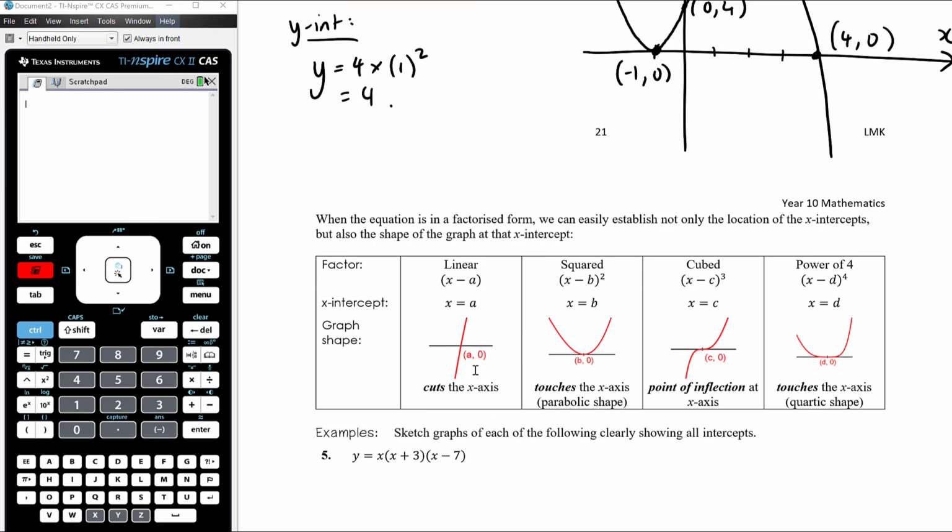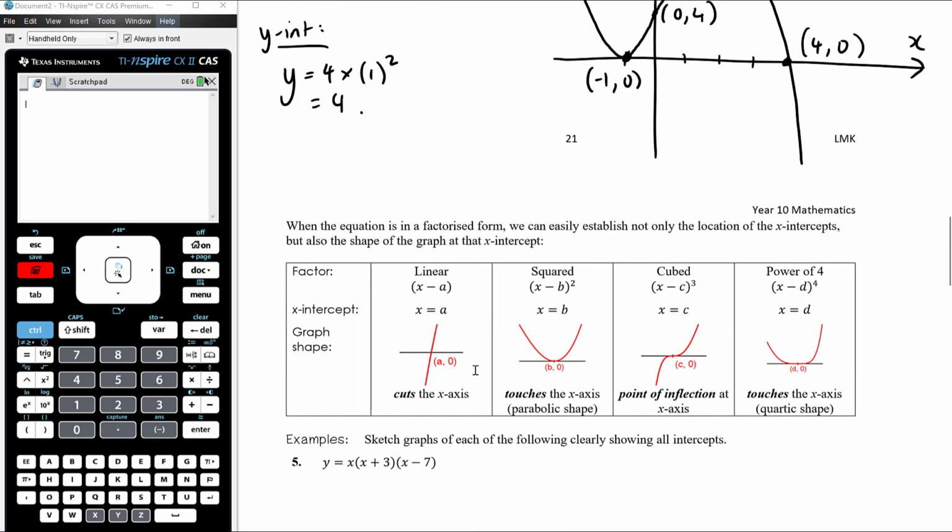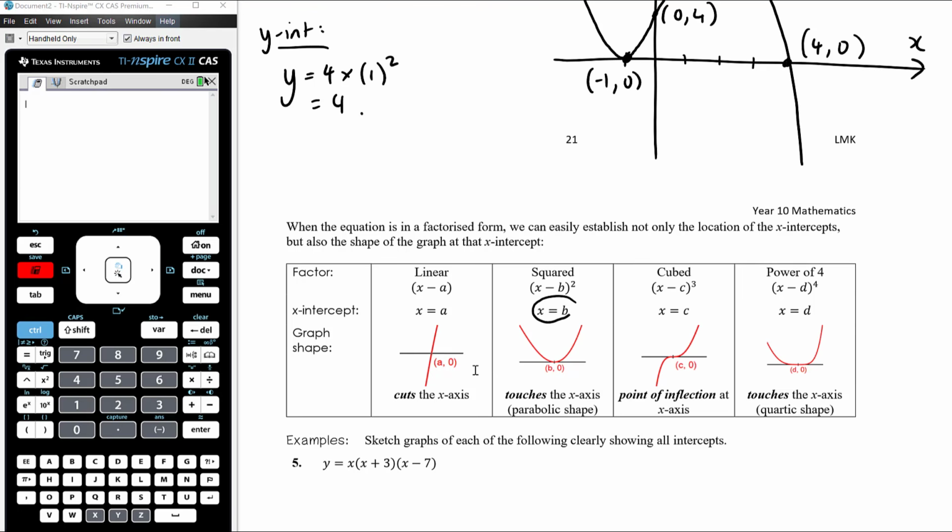If we've got a squared factor, x minus b all squared tells us that x equals b is where there is an x-intercept, and the squared tells us that at that x-intercept we're going to get a turning point. Sometimes we say that the graph touches the x-axis or bounces on the x-axis. I like to think about it, it's not technically correct, but if we were to focus in very closely, it's sort of like having a parabola shape at that x-intercept. So the x-intercept is at b, we get a parabola shape at b, so we get a touch or a bounce. We can actually extend that logic further out.